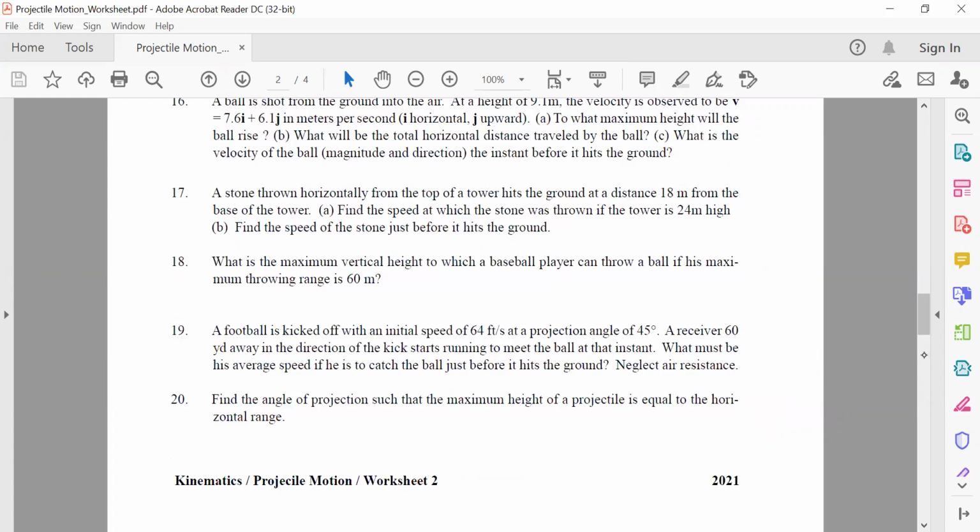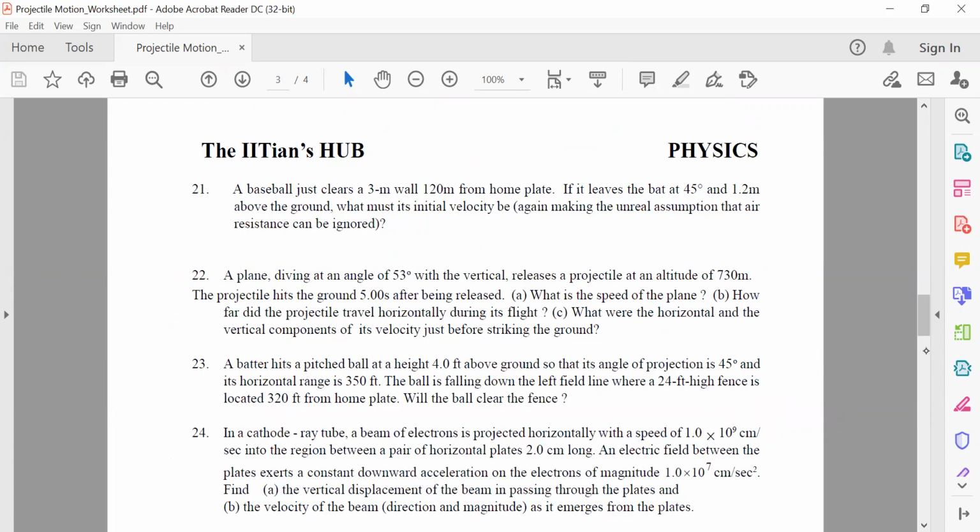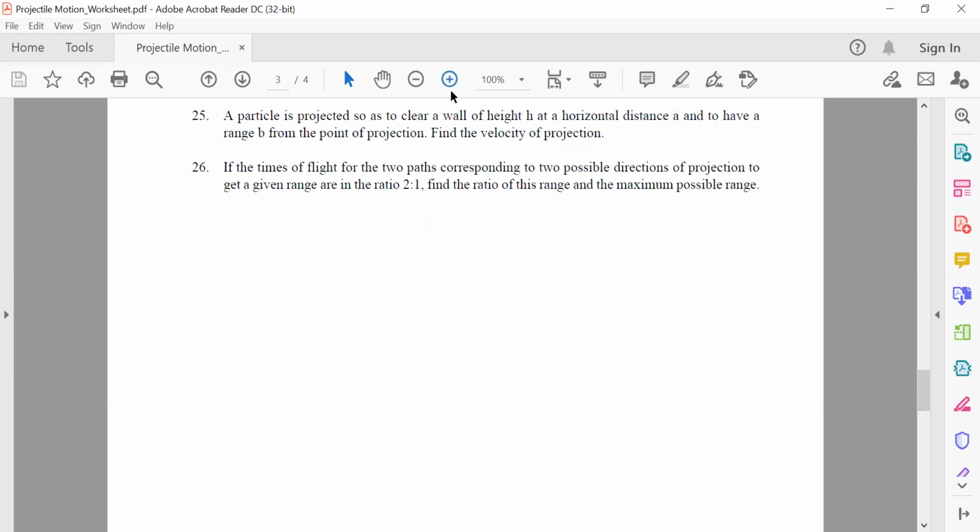Okay, so let's just go through the question first. A particle is projected so as to clear a wall of height h at a horizontal distance a and to have a range b from the point of projection. Find the velocity of projection. This is a very nice question. I would like you to consider the diagram and then use the equation of trajectory.